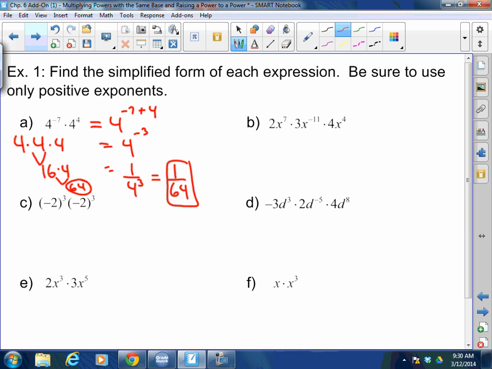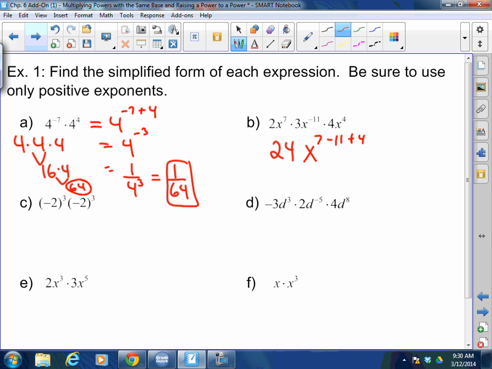Okay, I got 2x to the 7th times 3x to the negative 11th times 4x to the 4th. The numbers always can be multiplied. You're not going to add the exponents, but they can always be multiplied. So always go by numbers first. What's 2 times 3 times 4? 24. Very good. Now, what's x to the 7th times x to the negative 11th times x to the 4th? That's going to be x to the 7th minus 11 plus 4, because I keep the base of x.